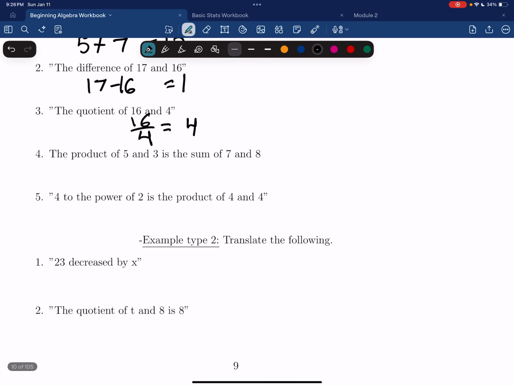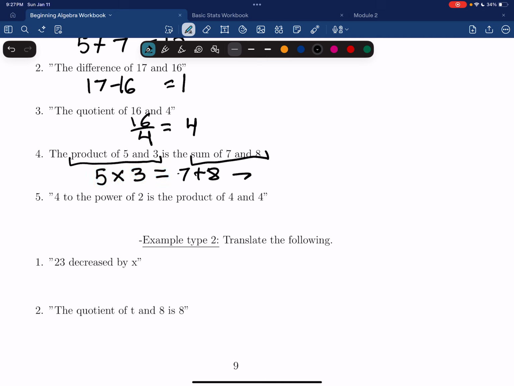Now for example number 4, we have something that's a little bit more wordy, but let's go through it. We have the product of 5 and 3 is the sum of 7 and 8. Let's break it down. The product of 5 and 3. Product means multiplication. So we have 5 times 3 is, and recall, is means equals. So 5 times 3 is equal to the sum of 7 and 8. Recall, sum means addition. So we're going to do equals 7 plus 8.